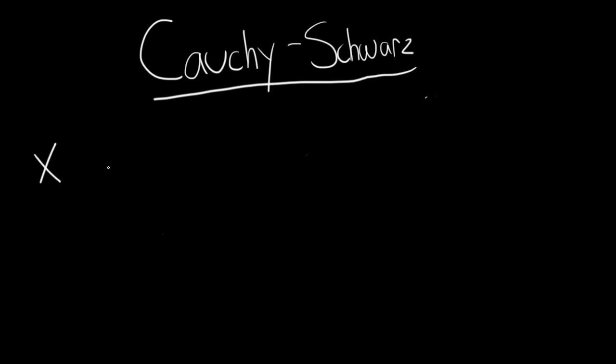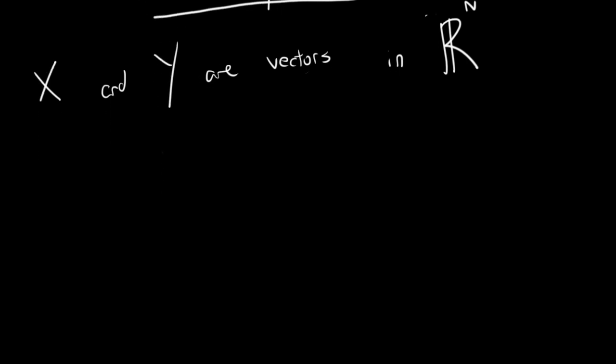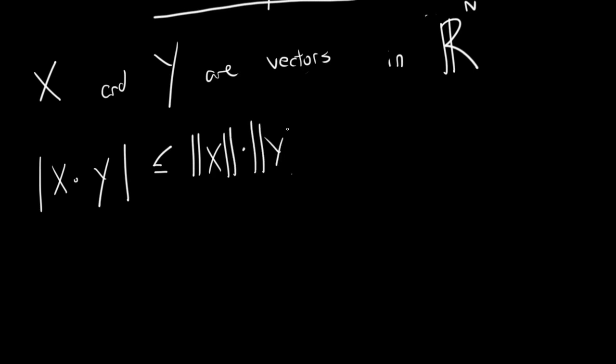So let's say we have x and y, and these are vectors in Rn. It's as basic as it comes. We're going to say that x dot y, the dot product of x and y, is going to be less than or equal to the norm of x multiplied by the norm of y.